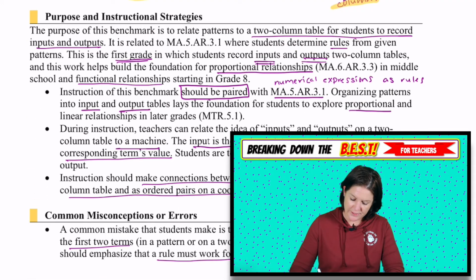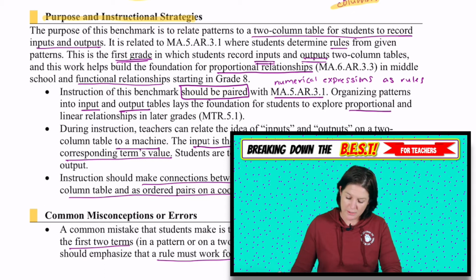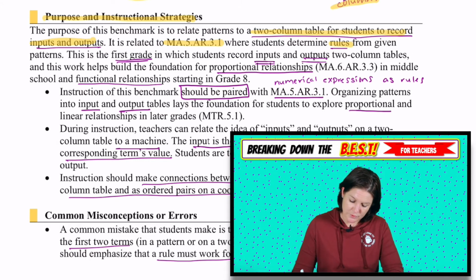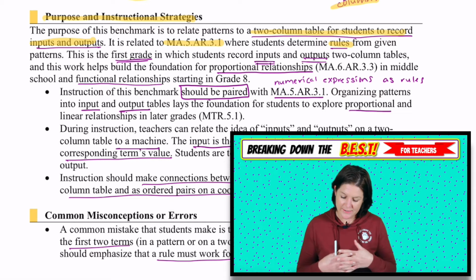If we scroll down to the purpose and instructional strategies section, there's just a few things that jumped out at me that I want to point out to you. It says that we're using a 2-column table for students to record inputs and outputs. In the standard right before this one, MA.5.AR.3.1, students will determine rules from a given pattern. So this one connects nicely and should be used in conjunction.